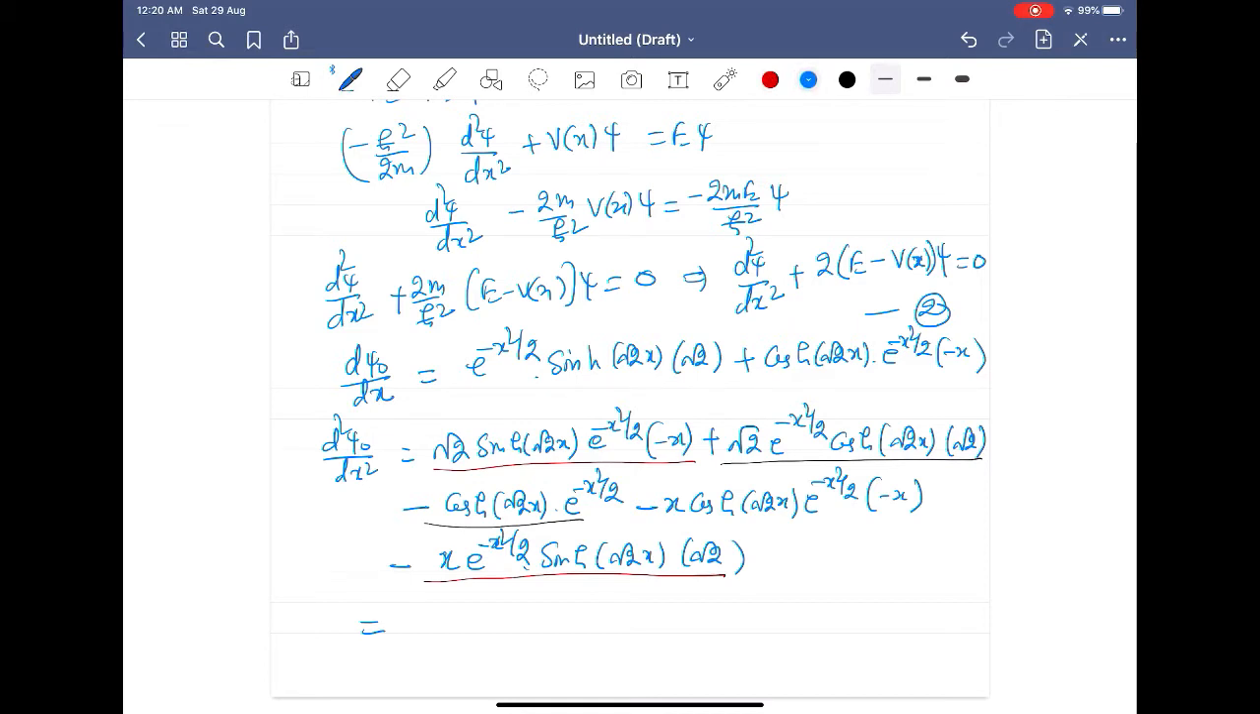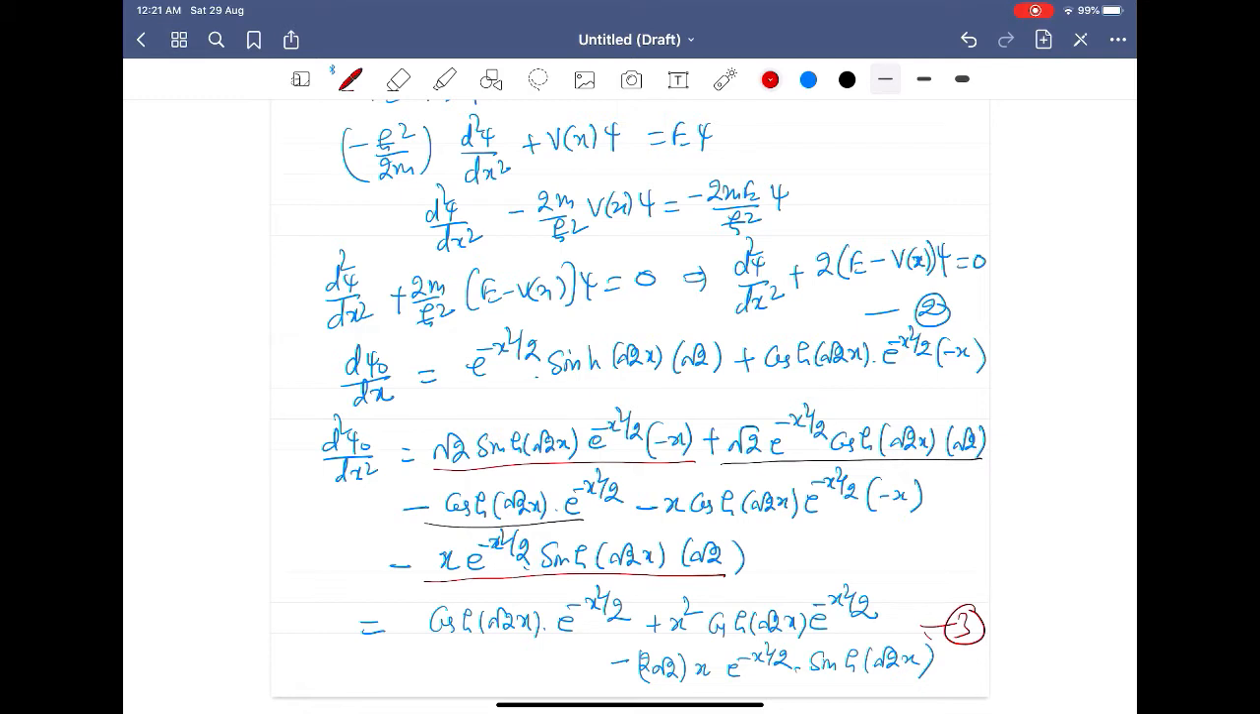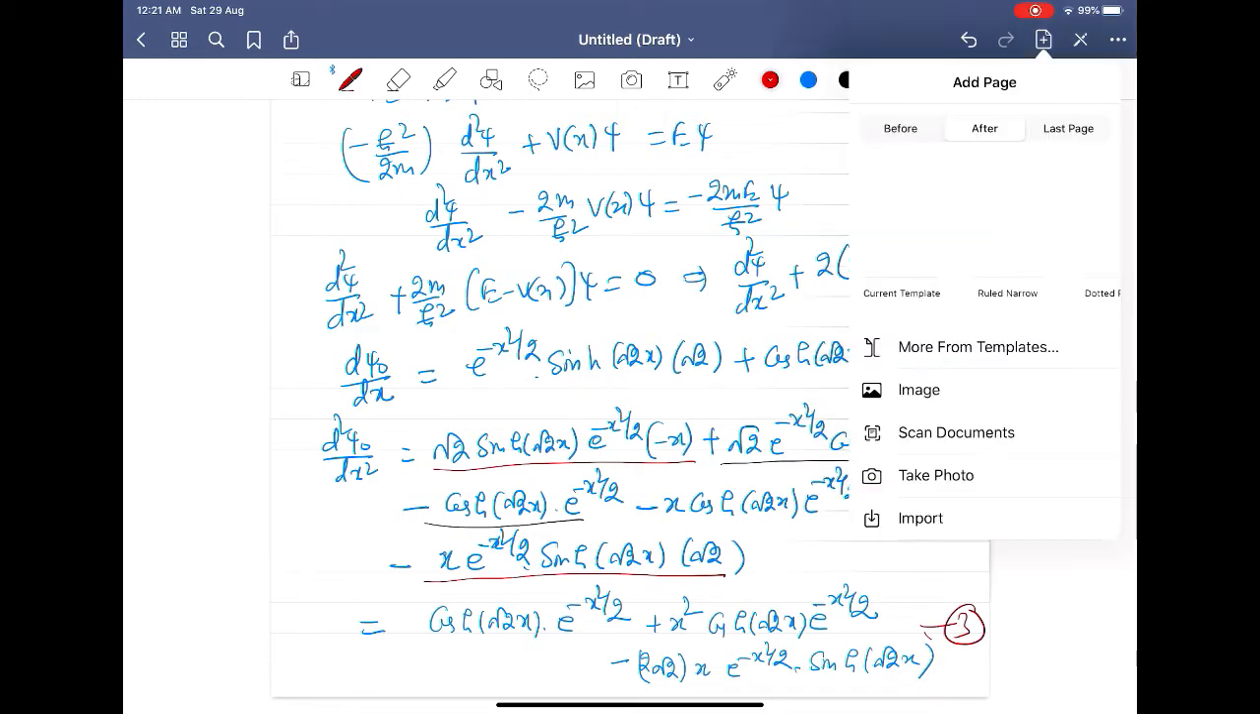We get the following: cosh root 2x into e to the power minus x squared by 2, plus x squared cosh root 2x into e to the power minus x squared by 2, and the remaining terms together, which is minus 2 root 2 x e to the power minus x squared by 2 into sinh root 2x. That's what we get. Okay, so now we put this equation 3 in 2.